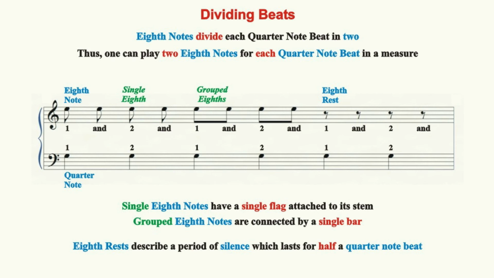An eighth note played on the piano would be struck twice equally for each beat. As an aid in timing, musicians often count eighth notes using the beat number followed by the word "and." For example, 1 and, 2 and, 3 and, 4 and.